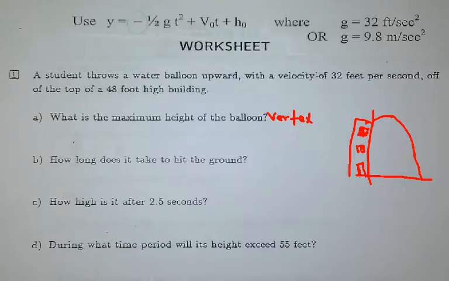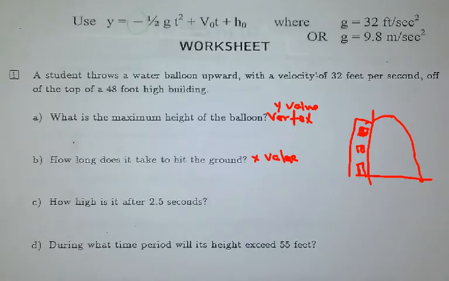How long does it take to hit the ground? That would be, this one is the y value of the vertex, right? The y value. And then how long does it take to hit the ground? That would be the x value of the x-intercept. Value. There we go.